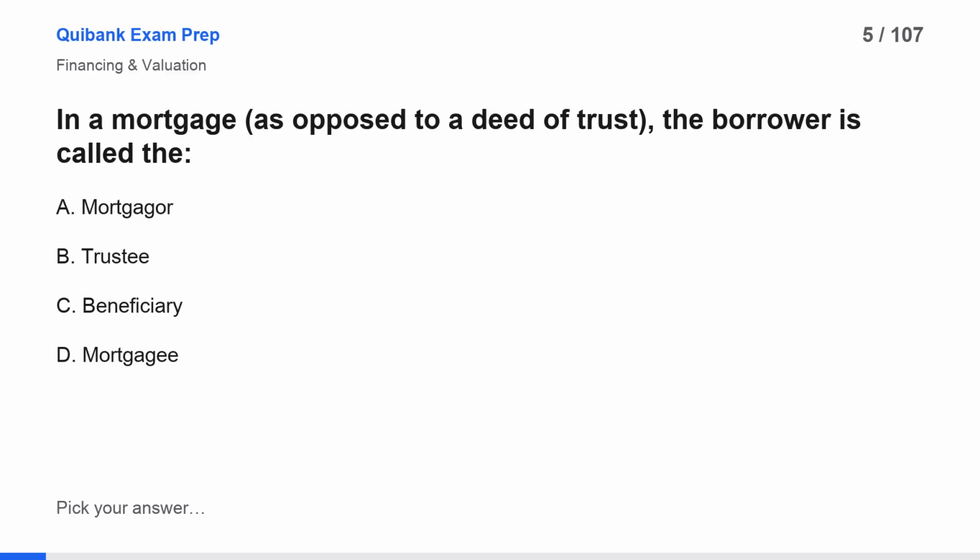Question 5. In a mortgage as opposed to a deed of trust, the borrower is called the A. Mortgager, B. Trustee, C. Beneficiary, D. Mortgagee.